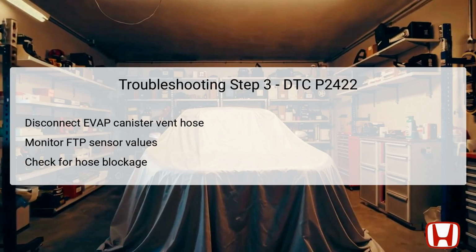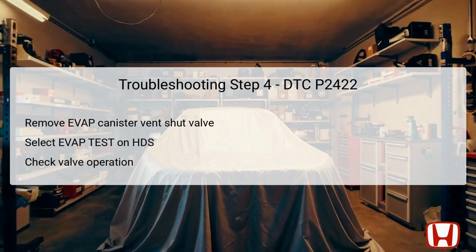Following this, the HDS must again be used to monitor the FTP sensor values. The values should still adhere to the previously established threshold of -0.67 to 1.33 kilopascals. If these values are confirmed, the technician must next check for any potential blockages within the vent hose or drain tube joint. Identifying any blockage in these areas can help determine the direction to take for necessary repairs.